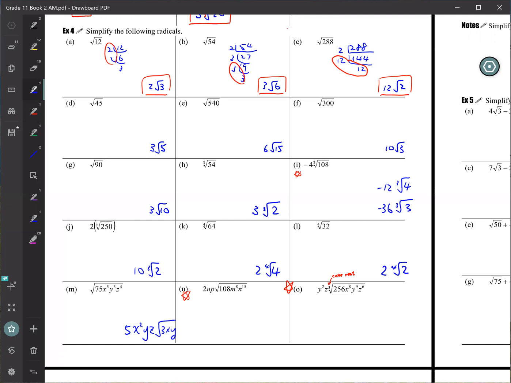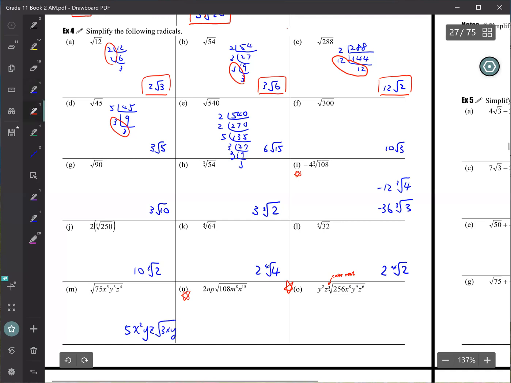Next one, 45. Same thing. If I start with 5, I can get a 9 here, but I know 9 is a perfect square, so 3 goes out, 5 stays in, okay? 540. 540, I can do a 2. That would be 270. I can do 2 again, so that will be 130. I think we did this question before. 5, and then that will be 3, 3, 3.